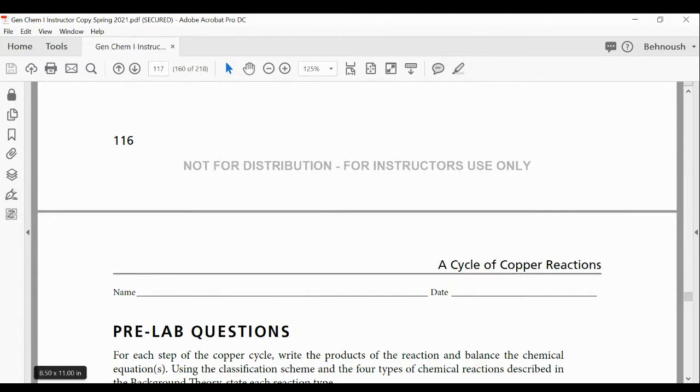Any questions on percent recovery? Any questions? It's a simple experiment. It's just multi-steps, but pay attention to the reactions, not just the observations, please.